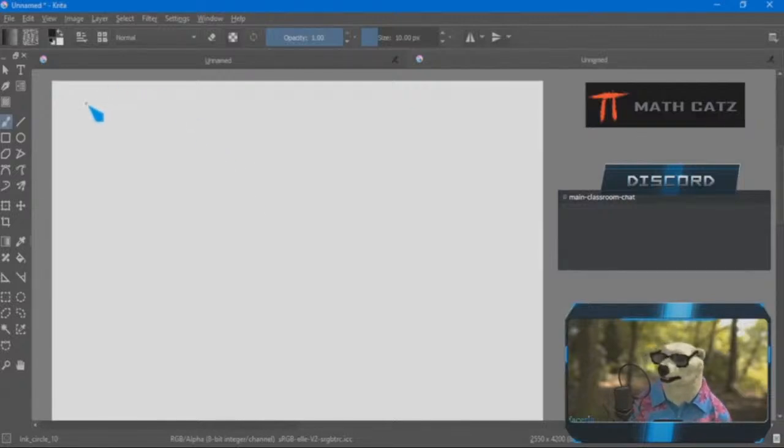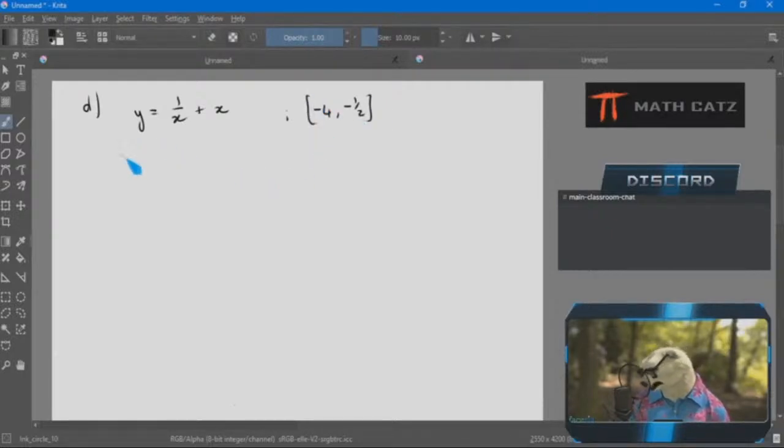Because maybe my hasty writing confused people. So here's my function, 1 over x plus x. I'm not going to draw it. I don't know what it looks like. I also don't care. And the interval is -4 to -1/2. Okay. So now I want to find, are there critical points, and do any of the critical points fall in that interval? Let's hope there is something this time.